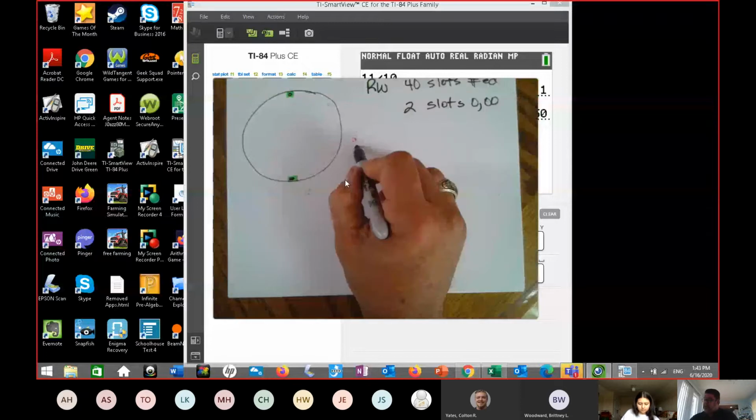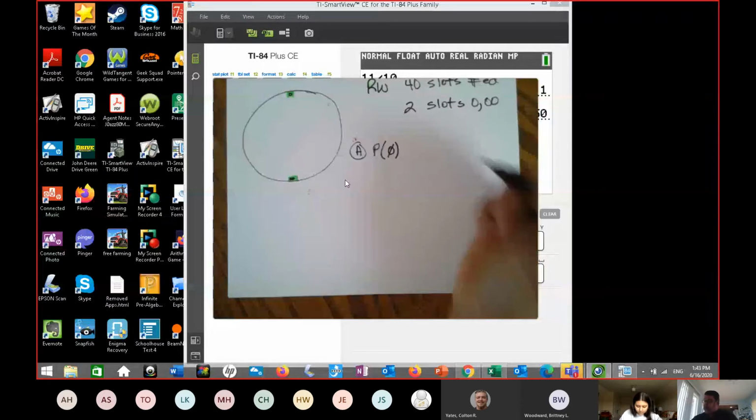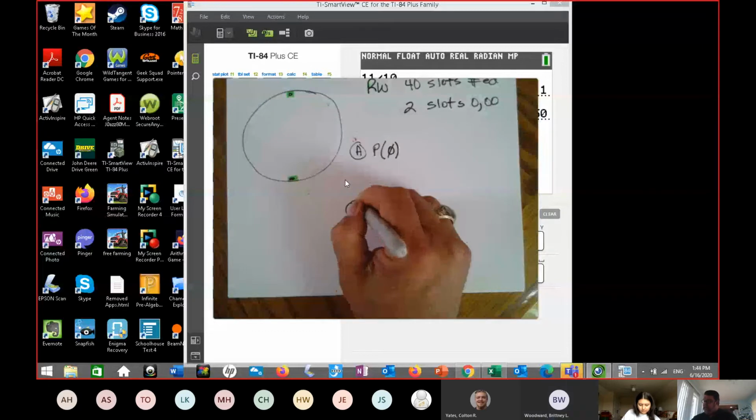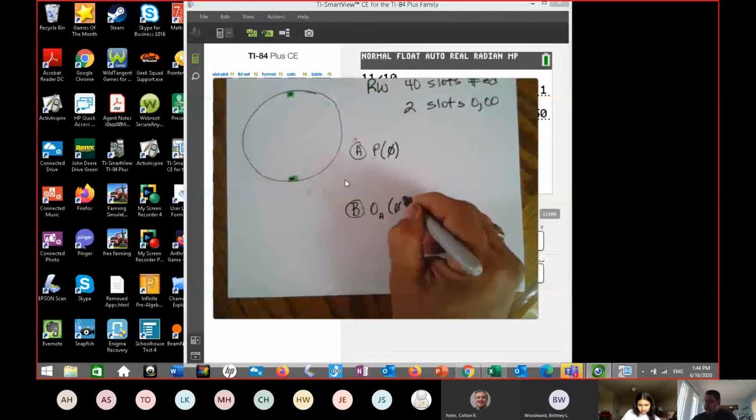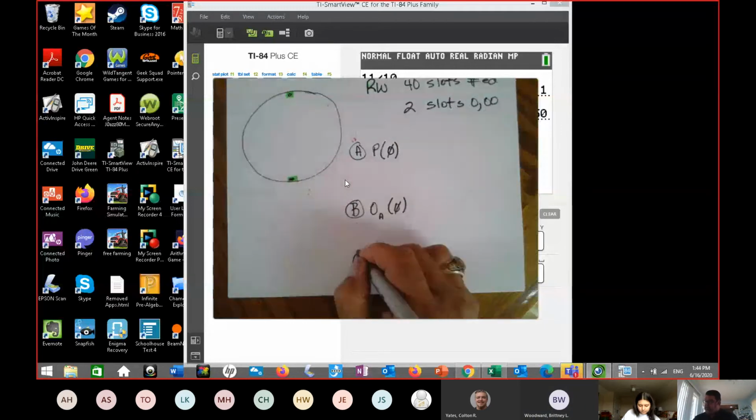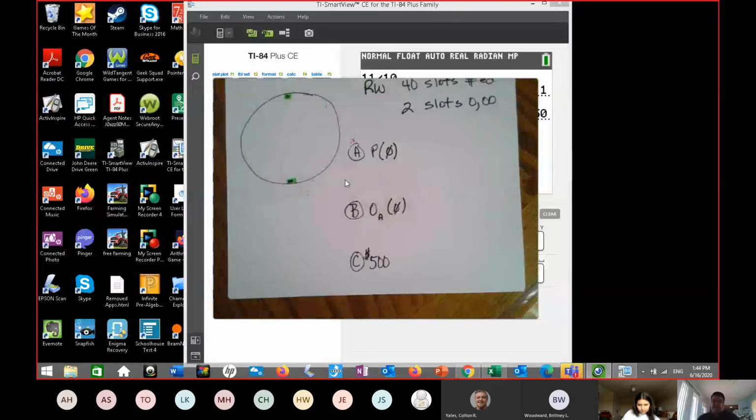A, find the probability of 0. B, find the odds against 0. And then C, place a $500 bet. What would you win? All right, I'm going to let y'all do this one. I will tell you that the denominator is still going to be 42. So y'all can't mess the denominator up now.